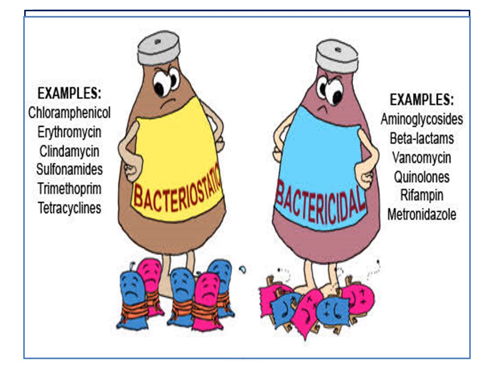So examples of bactericidal and bacteriostatic agents are very important to note for your MCQs. Bacteriostatic agents include drugs like chloramphenicol, erythromycin, clindamycin, sulfonamides, trimethoprim, and then tetracyclines. Most of our protein synthesis inhibitors that we'll talk about in the next module are classified as bacteriostatic. Bactericidal agents include drugs like aminoglycosides, beta-lactams, vancomycin, quinolones, rifampicin, and metronidazole. And most of the cell wall synthesis inhibitors that we'll talk about in the next slide are bactericidal.